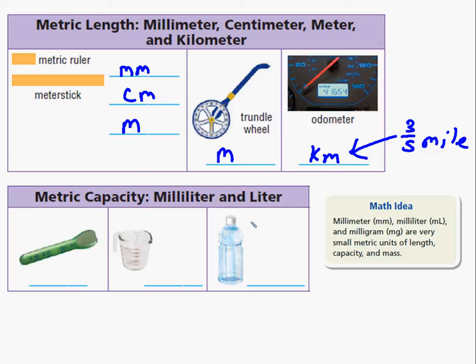Now, capacity in metric units are milliliters and liters. A milliliter is like a little syringe. I went to the pharmacy and I got some syringes that don't have any needles in them or anything like that, to show off in class and to show what a milliliter is. And a liter is like a big water bottle, a big bottle of soda.